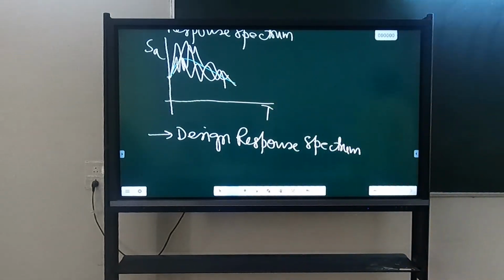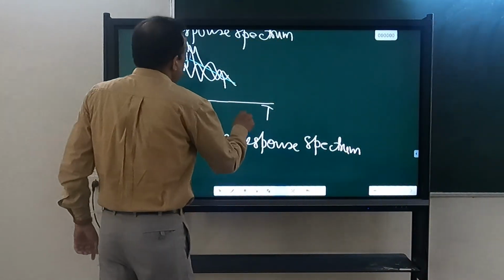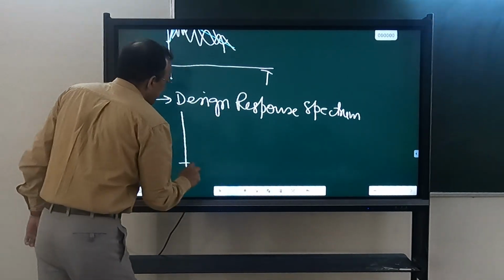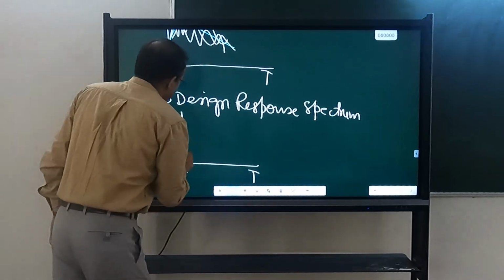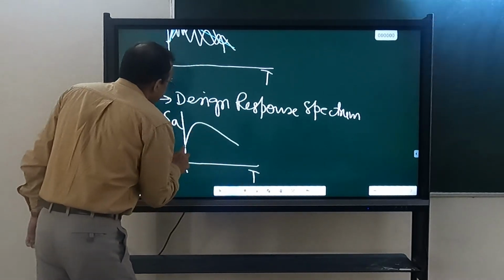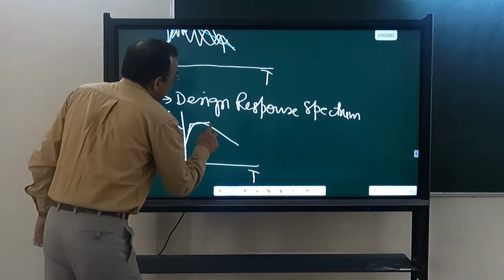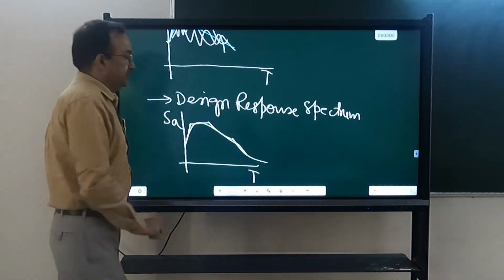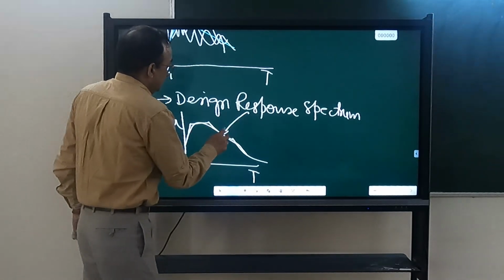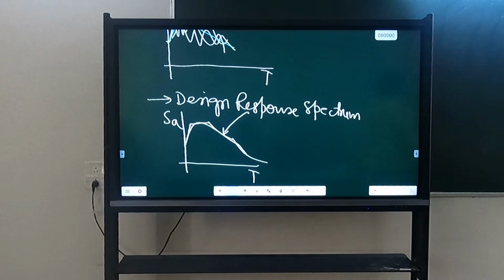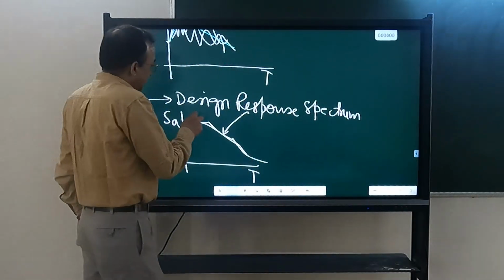As I have explained in the tripartite graph, we identify three ranges: the acceleration control range, velocity control range, and displacement control range. So this smoothened spectrum, which I have got considering a number of earthquakes, I further idealize like this. This is our design response spectrum. We divide it into three different ranges of period: the acceleration control range, velocity control range, and displacement control range.